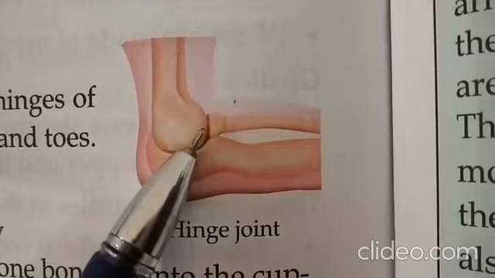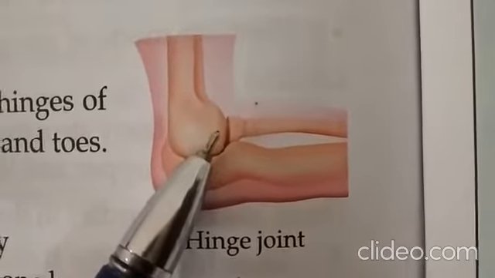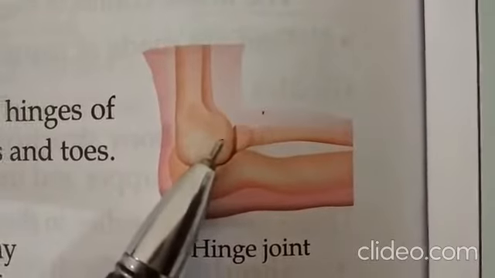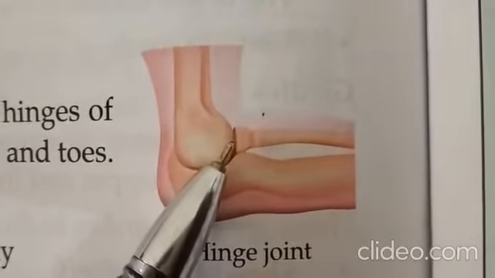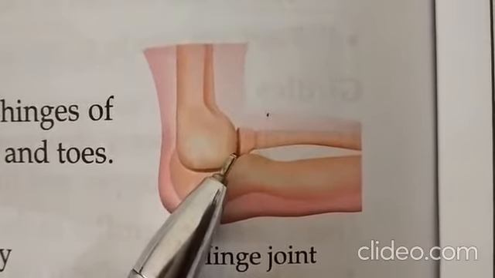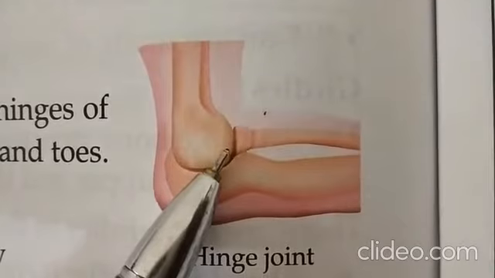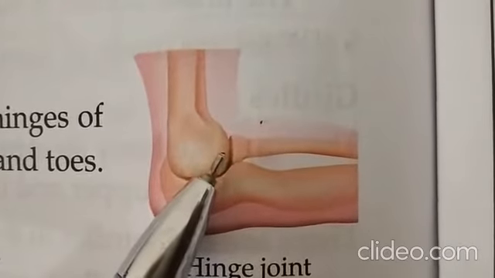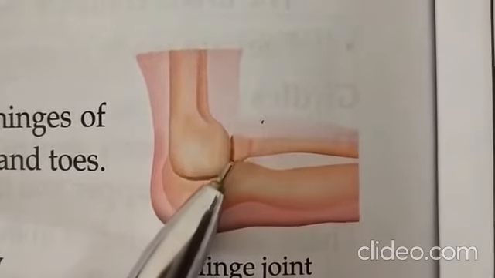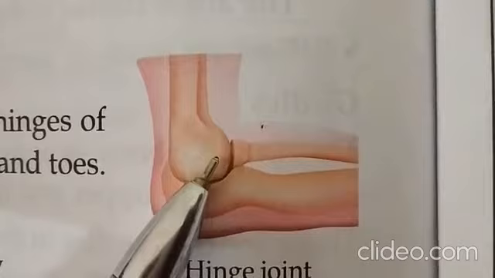Now after meeting together, they should be attached to something. Otherwise, they cannot be fixed. That stretchy tissue which is joining the two bones together is known as a ligament. What is a ligament? When two bones are joining together so that they don't move, yet are flexible, there is a thing made up of tissues that is known as a ligament.